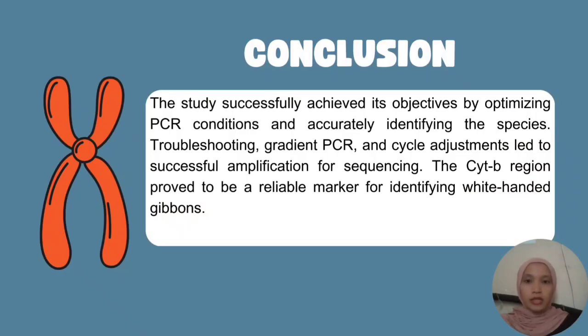As a conclusion, the study successfully achieved its objectives by optimizing PCR conditions and accurately identifying the species. Troubleshooting, gradient PCR, and cycle adjustment led to the successful amplification for sequencing. The Cyt-B region proved to be a reliable marker for identifying the white-handed gibbons.